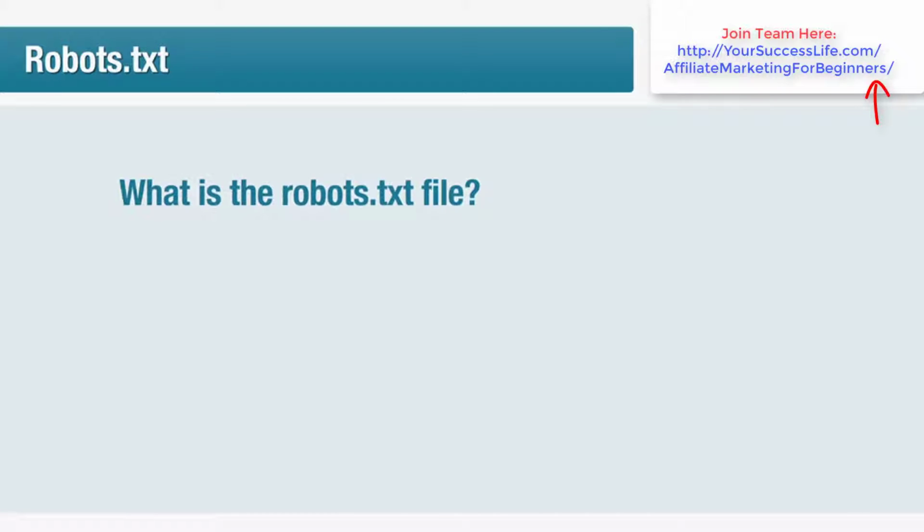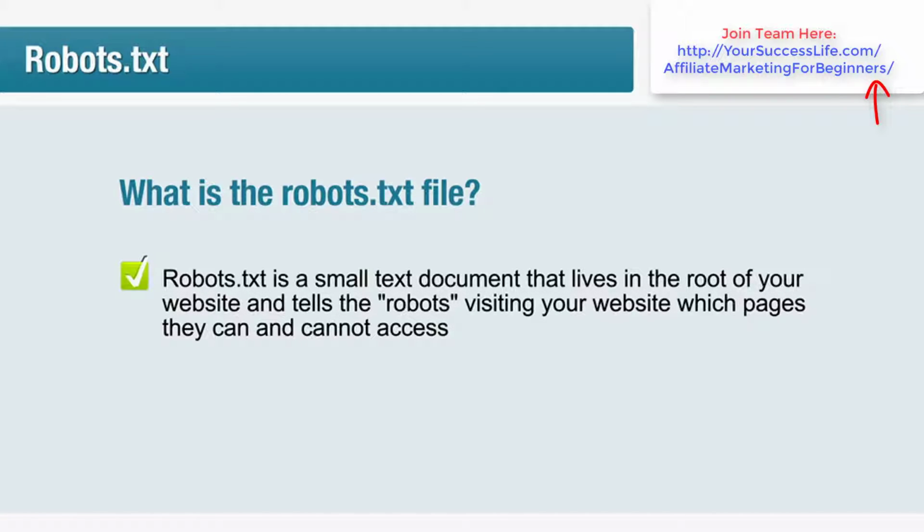What is the robots.txt file? Robots.txt is a small text document that lives in the root of your website and tells the robots visiting your website which pages they can and cannot access. When one of these robots visits your site, the first thing they do is go looking for the robots.txt file. They listen to your requests and won't visit pages that you've disallowed.